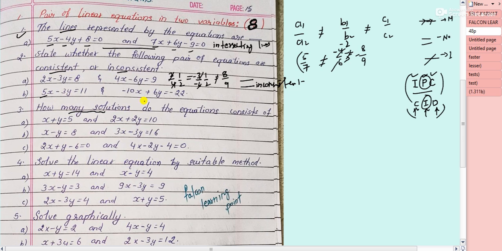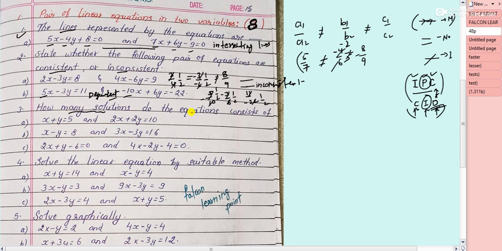Now looking at the next question: 5 by minus 10, 3 by minus 3 by 6 and 11 by minus 22. If you solve them, you will get 1 by 2, again 1 by 2, here also again 1 by 2, correct? So all of them are equal. If all of them are equal, we say it is which type of line? It is coincident, correct? And for coincident, the equation is dependent. So we can write this as dependent. Got it?